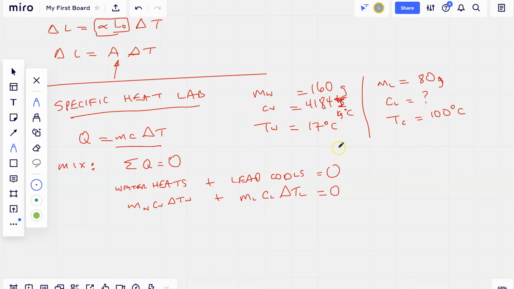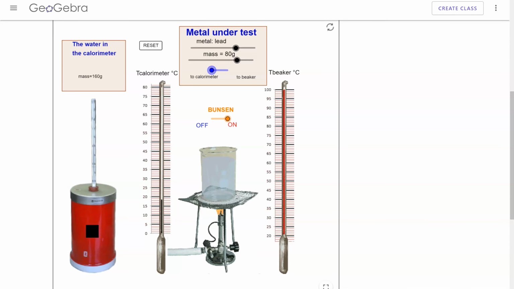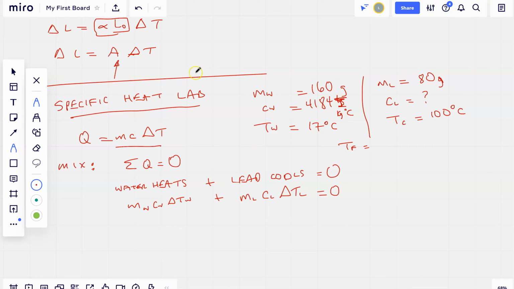What we can do now is look back at our lab and say, well, what was the final temperature right there? And the final temperature looks like 18 degrees. So we'll put that in right here. And so we've got everything that we need. The one that we want to solve for is this. So I'm going to subtract this from both sides, which will give me m_L c_L delta T_L equals negative m_W c_W delta T_W.